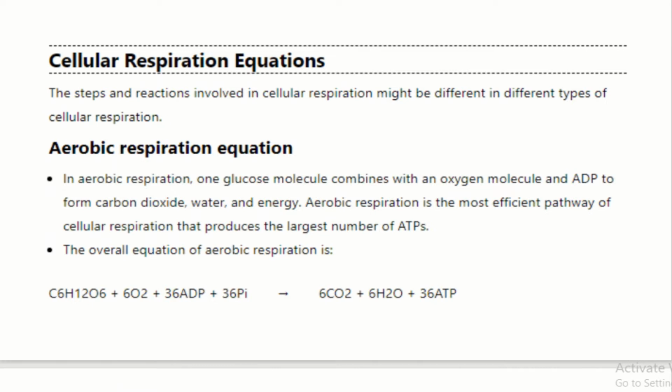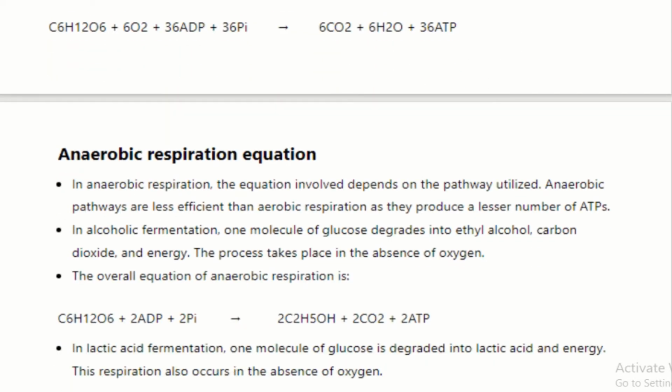The steps and reactions involved in cellular respiration might be different in different types of cellular respiration. One of the types is aerobic respiration. In aerobic respiration, one glucose molecule will combine with oxygen and ADP to form carbon dioxide, water and energy. Aerobic respiration is the most efficient pathway of cellular respiration that produces the largest number of ATP. 36 ATP is produced in this process.